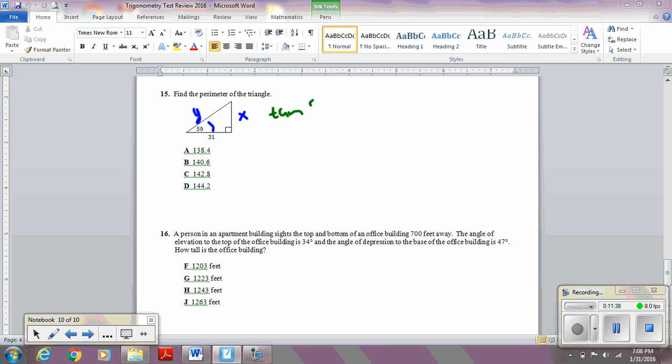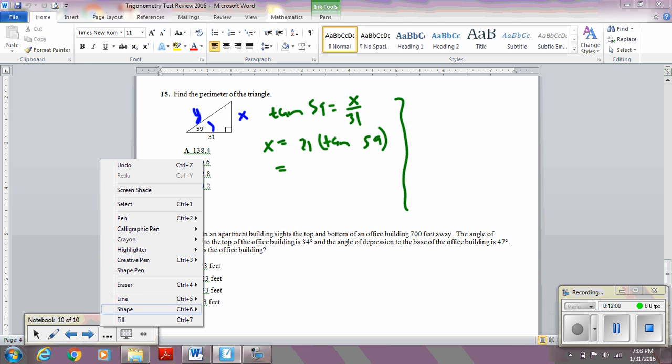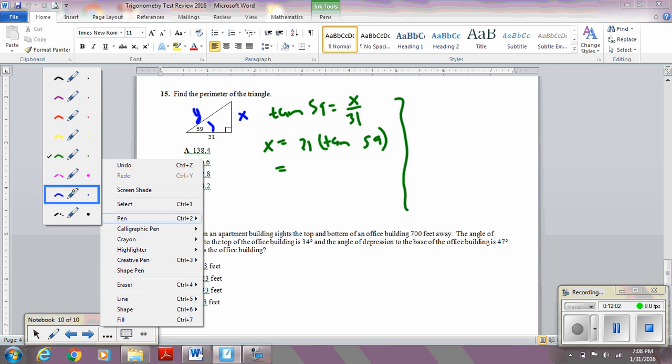So the tangent of 59 is equal to x over 31. So cross multiply, and x is equal to 31 times tangent of 59. And then you would multiply those together. I'm going to set up y now, and then put everything in the calculator in one motion.